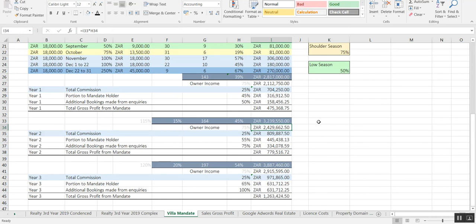And of that, 25% is for commission. In this case, we've said 55% of that will go to the mandate holder, the villa rental real estate company, and 45% will go to affiliates or booking channels. And 75% of what we make for the villa, we're attributing to income. It's basically like another villa rental website, just coming from an individual villa that we're marketing in a specific way.